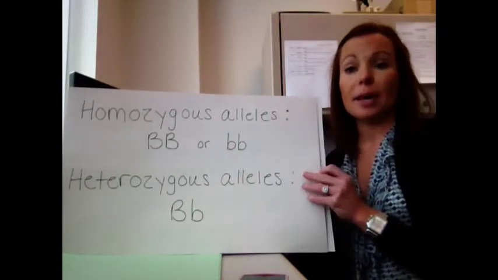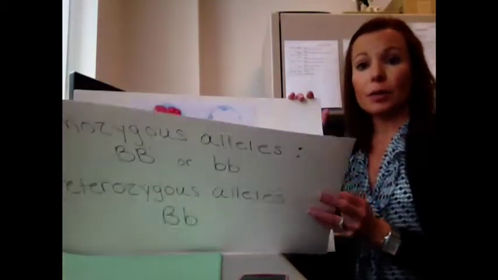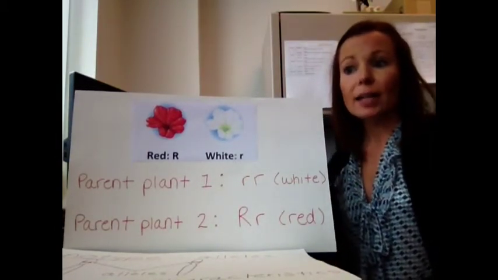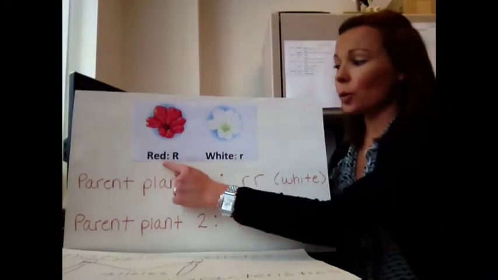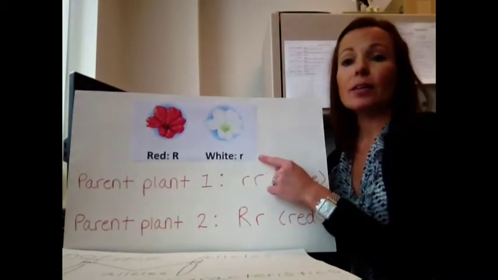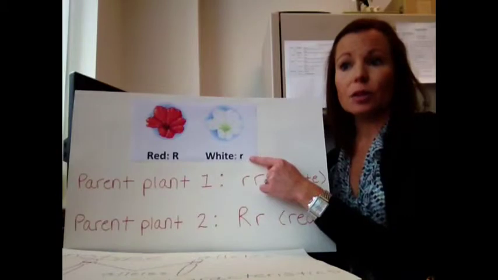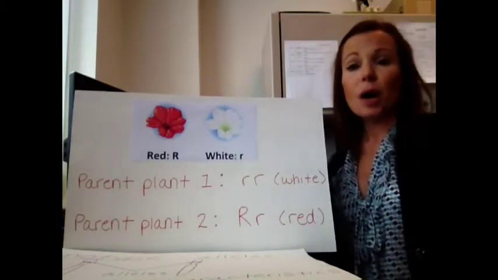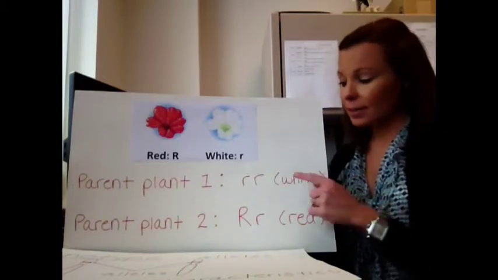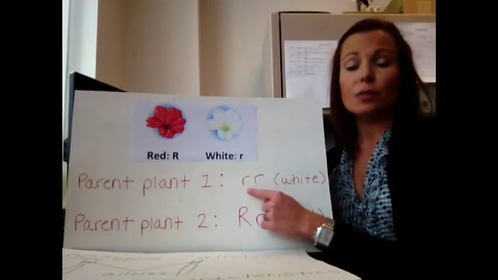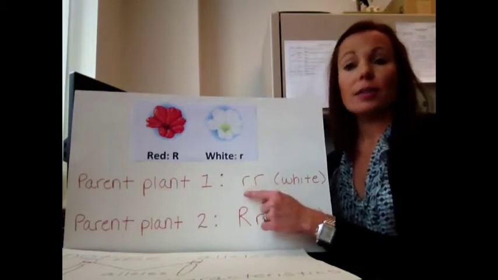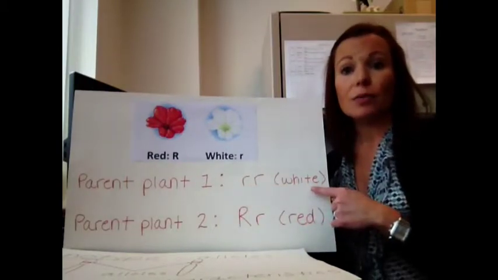In this Punnett square example, we will look at plants with flowers that can either be red or white. Red is the dominant allele and will therefore be represented with a capital letter R. White is the recessive allele and will therefore be represented with a lowercase r. For this Punnett square problem, we have a plant that is homozygous recessive. This means that it has two recessive alleles represented with lowercase r's as its genotype. This also means that its phenotype will be white flowers.